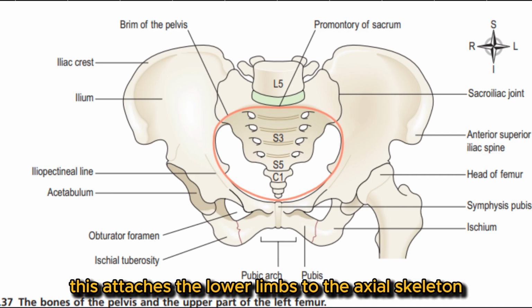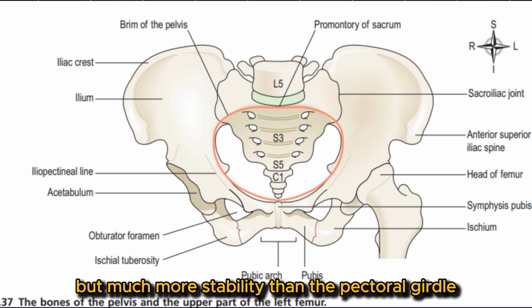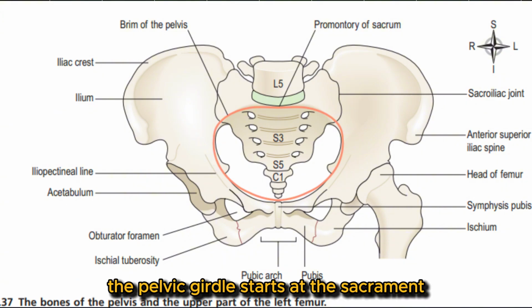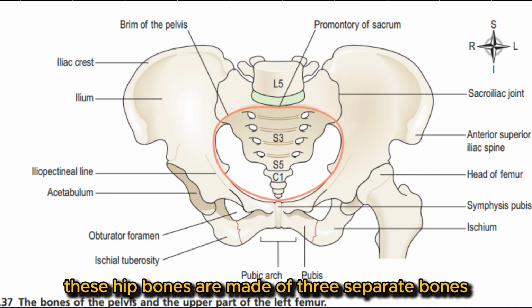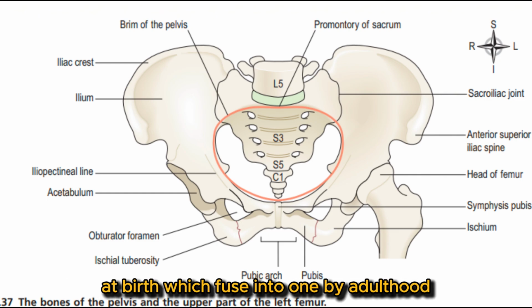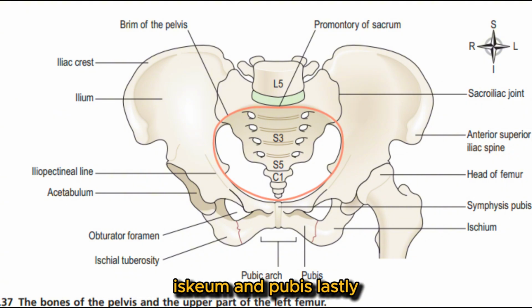This attaches the lower limbs to the axial skeleton, providing far less mobility but much more stability than the pectoral girdle. The pelvic girdle starts at the sacrum and continues with 2 hip bones. These hip bones are made of 3 separate bones at birth, which fuse into one by adulthood, but we still describe the regions as the ilium, ischium, and pubis.